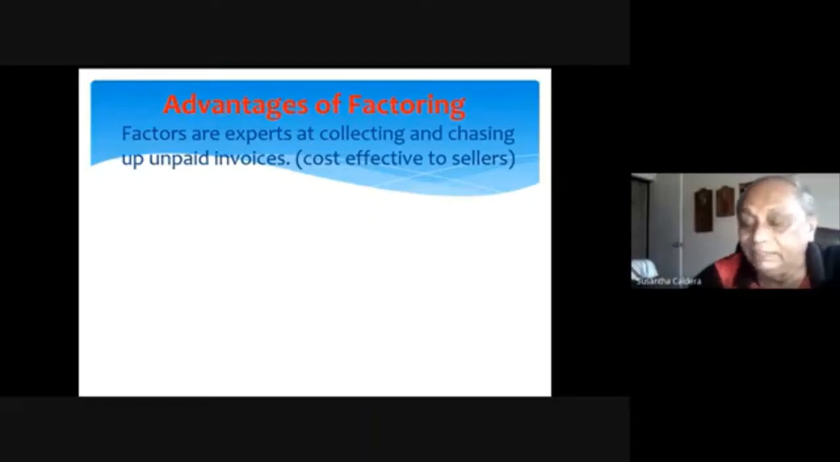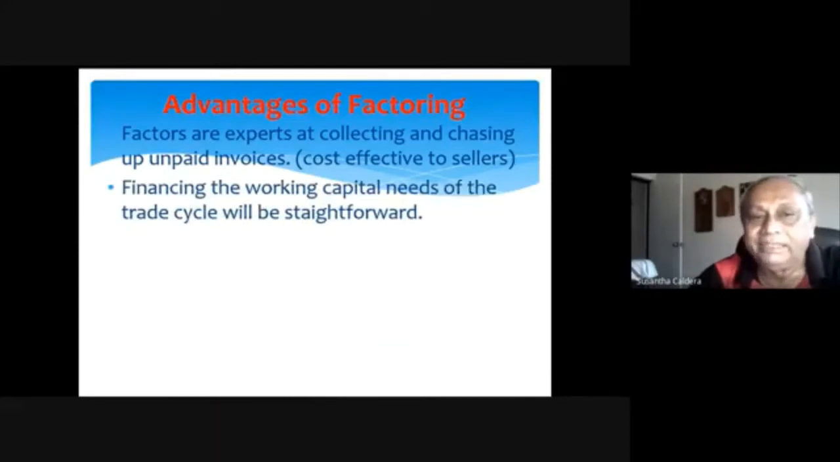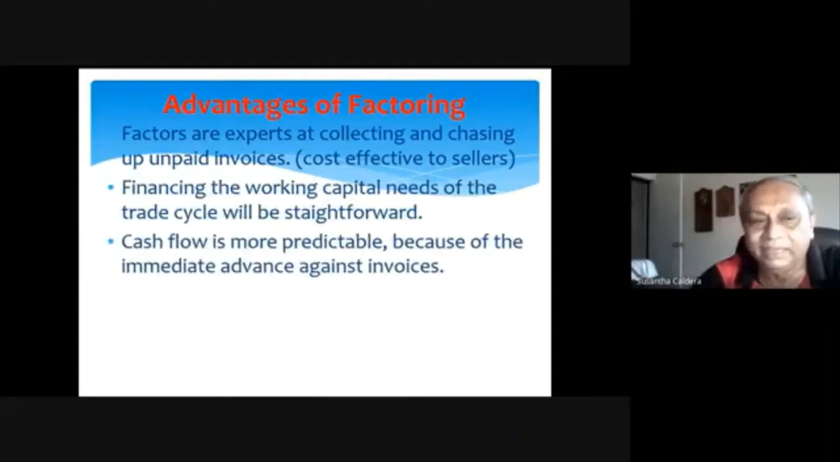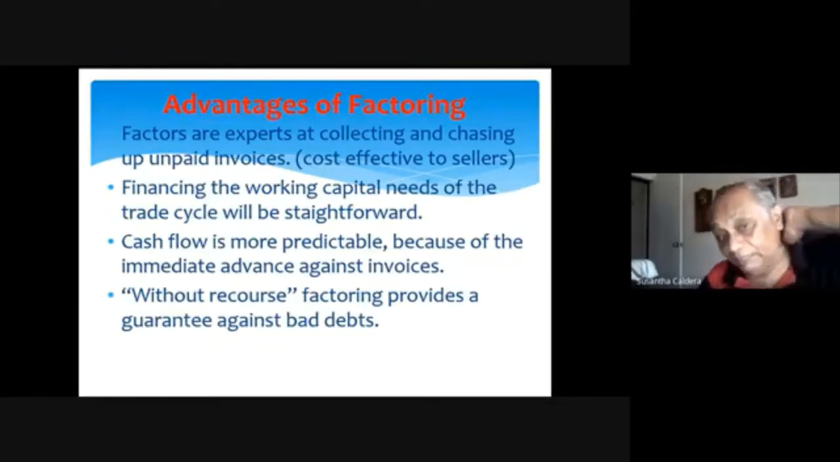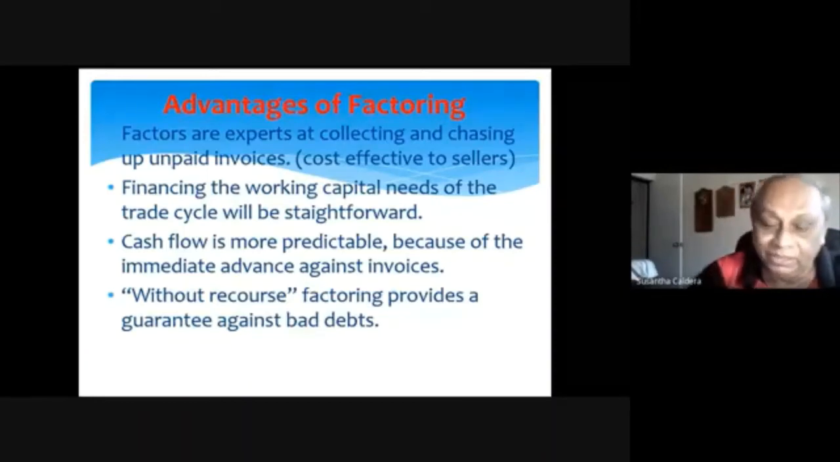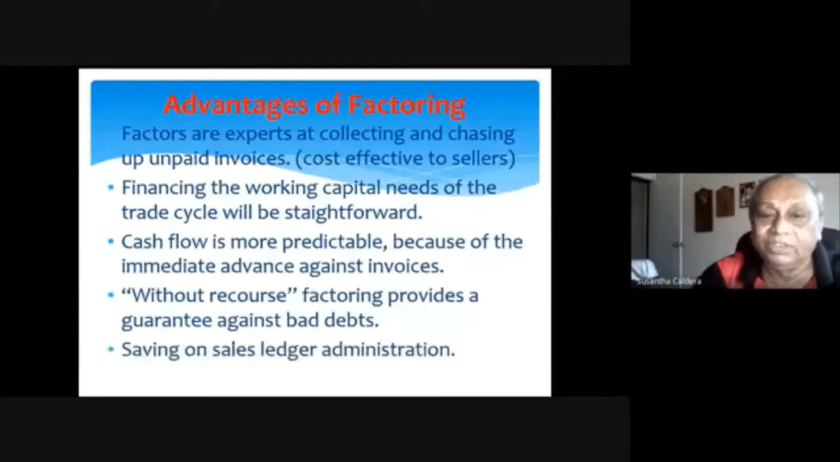No sales ledger management. We do financing, the working capital needs of the trade cycle will be straightforward. Right? Cash flow is more predictable because of the immediate advance against invoice. Without recourse, factoring provides a guarantee against bad debts. ඒක නම් වෙන්නේ නැහැ, අපි සාමාන්‍යයෙන් with recourse to the customer තමයි යන්නේ. And we always insure against the bad debts. Saving on sales ledger administration.